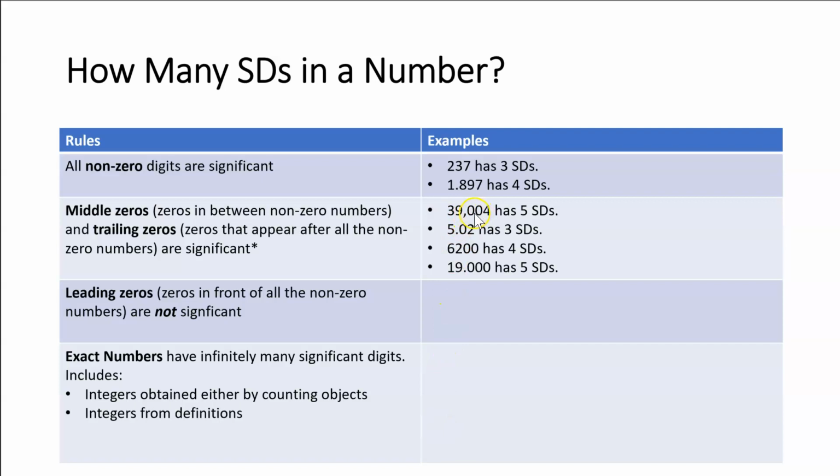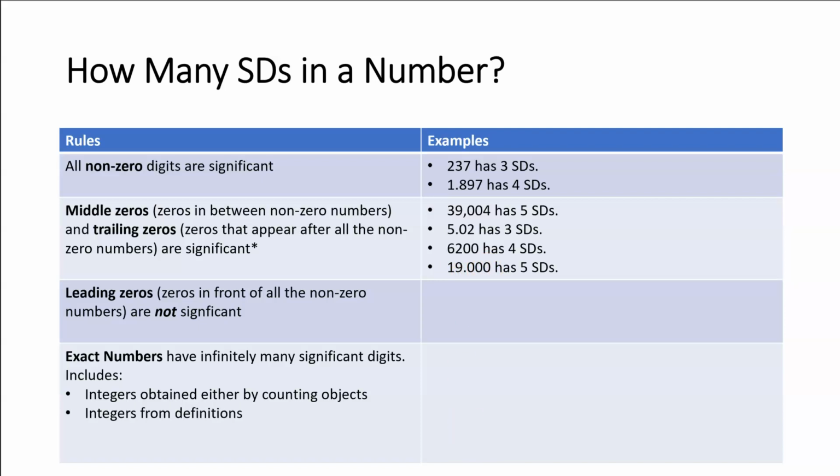These are middle zeros, so we count them as significant. Middle zero, we count as significant. Trailing zeros, we count those as significant. Trailing zeros, we count those as significant. So, first number, 1, 2, 3, 4, 5 significant digits. 5.02, 1, 2, 3 significant digits. 6,200, 1, 2, 3, 4 significant digits. And 19.000, 1, 2, 3, 4, 5 significant digits.